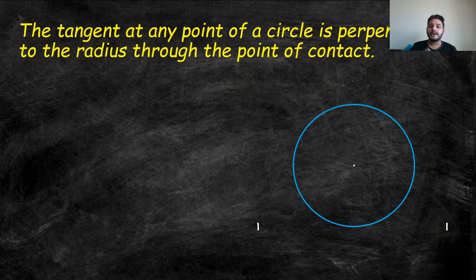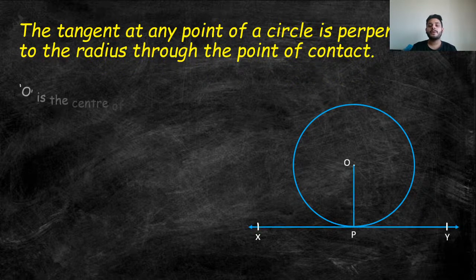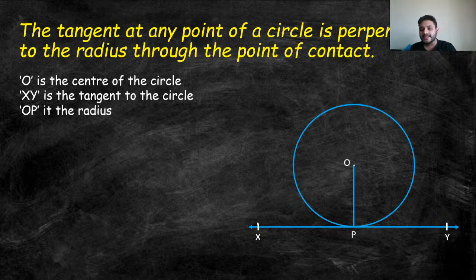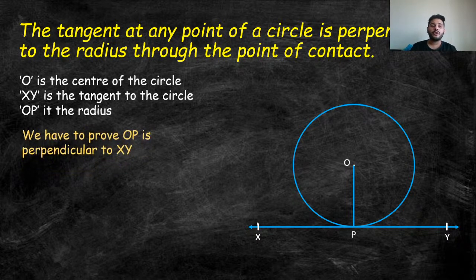We have a circle with center O. XY is the tangent drawn to the circle, and OP is the radius. Again repeating, O is the center, XY is the tangent, and OP is the radius. We have to prove that OP is perpendicular to XY. That is what the tangent theorem is all about.